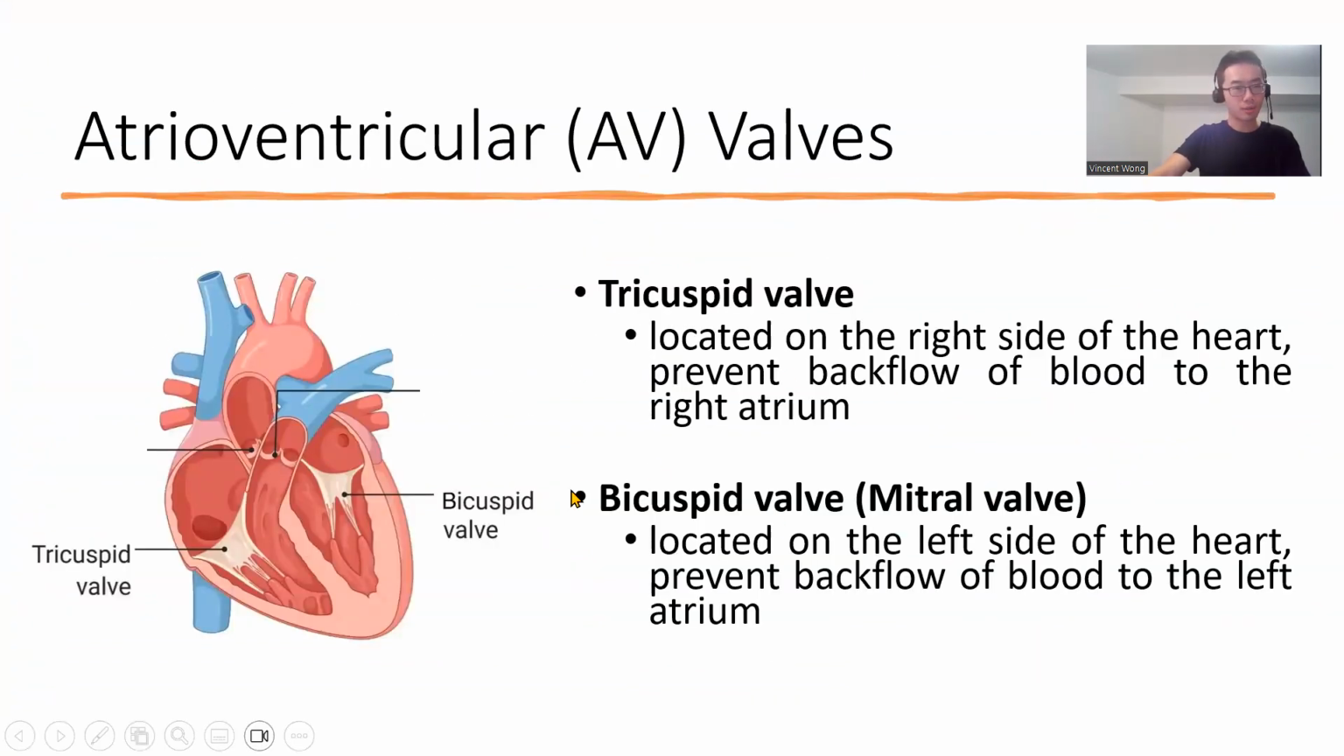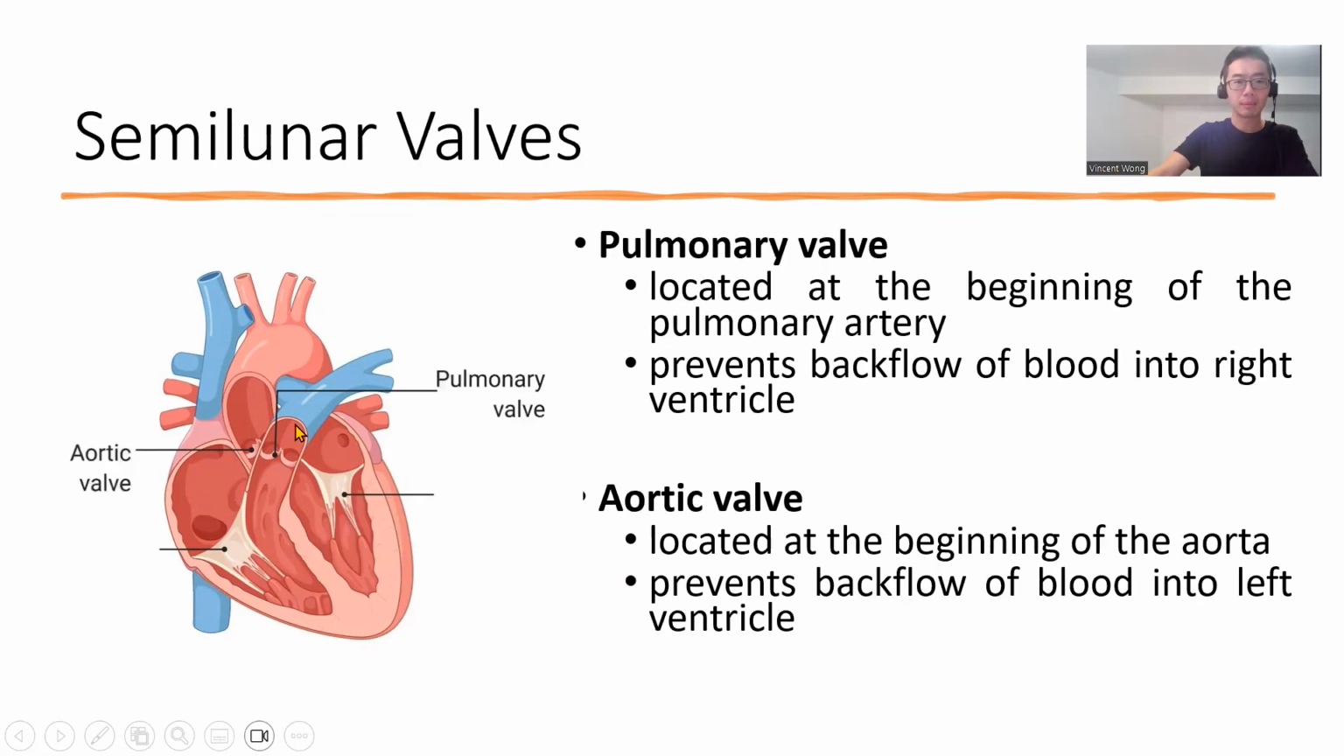So that's basically what I've been trying to tell you. We have the tricuspid on the right side, and the bicuspid on the left side, and then it tells you what it does. And then the pulmonary and the aortic valves. I know on our diagram the aortic valve is further down here. It doesn't really matter. The point is that it's in the aorta.